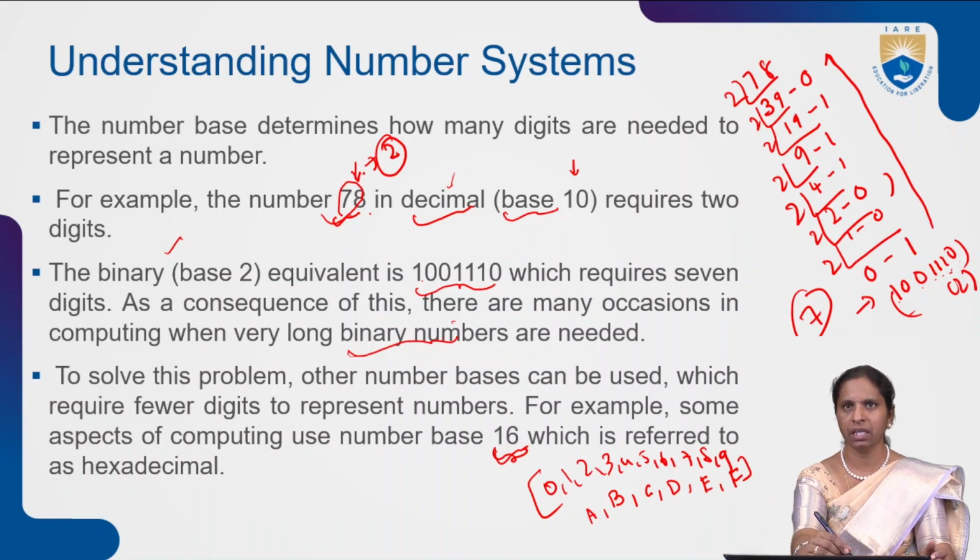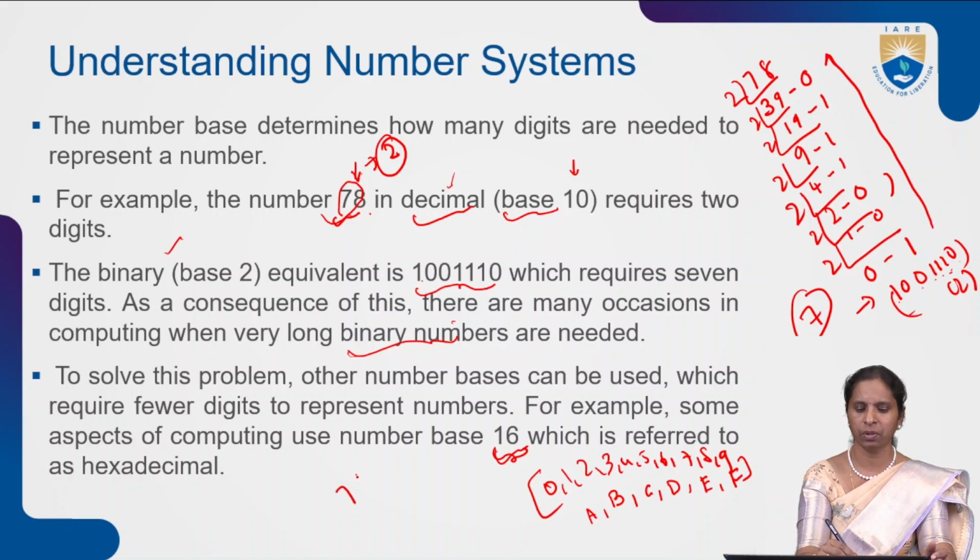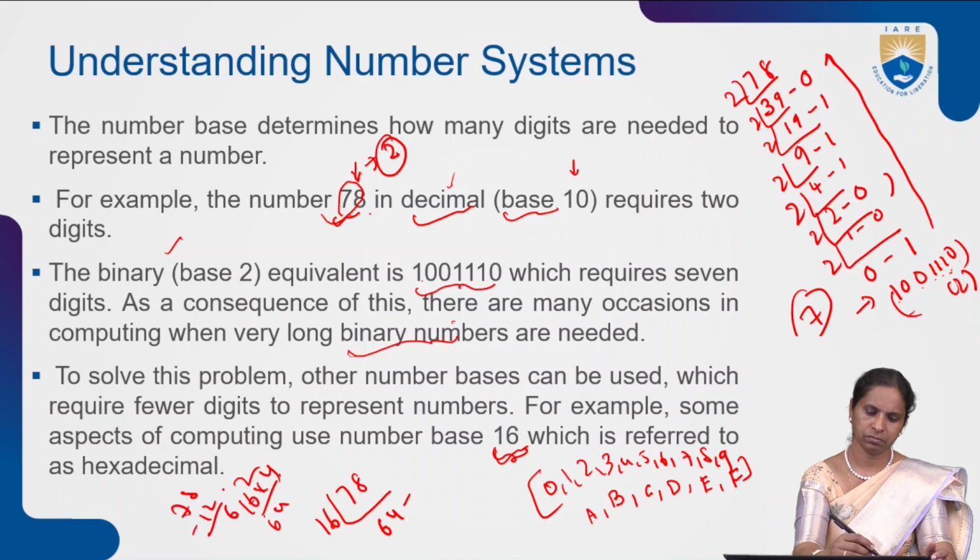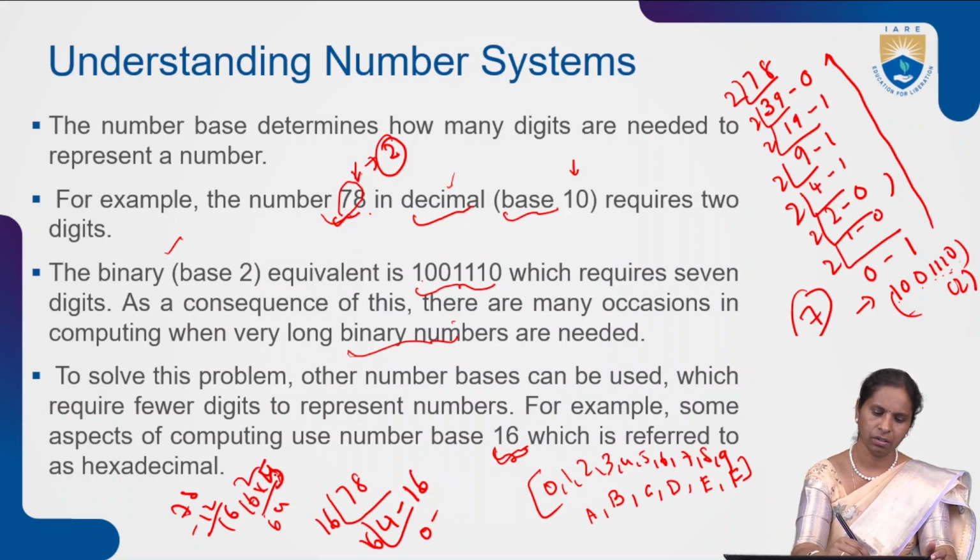Now, if you want to represent the same number 78 from decimal into the hexadecimal system, how do you solve this problem? So 78 divided by 16 here. 16 fours are 64 and the remainder is 14. So here the quotient is 4 and the remainder is 14.